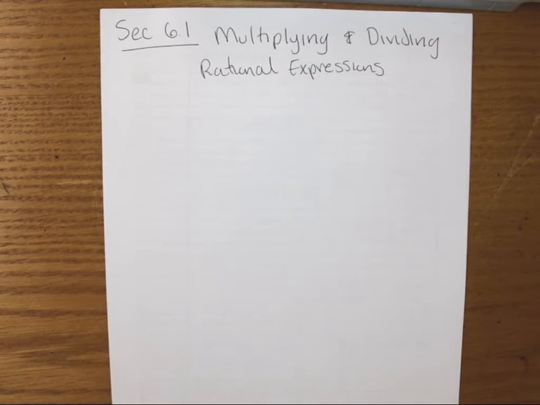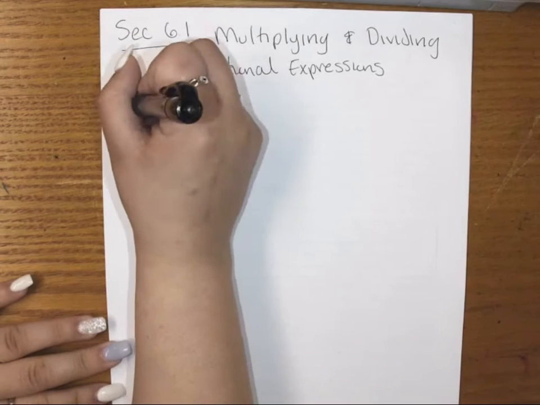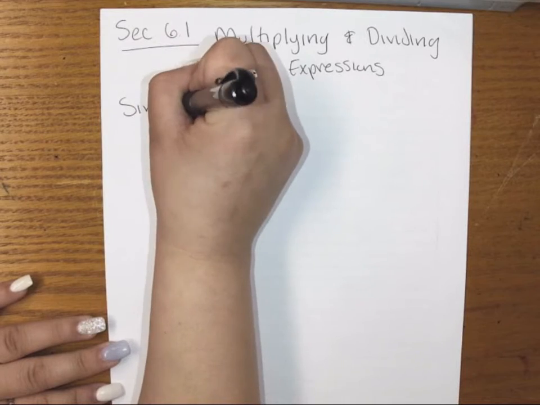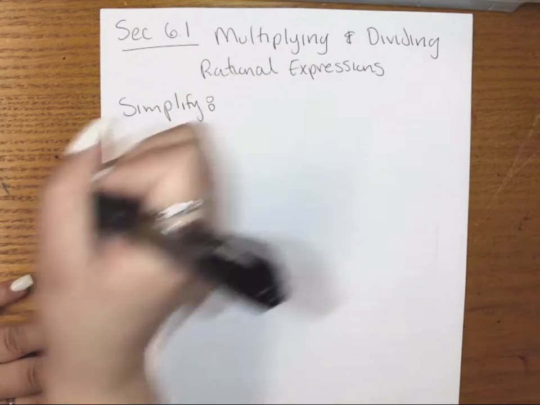So we have section 6.1. We're going to be looking at multiplying and dividing rational expressions. So let's start by practicing how to simplify rational expressions.